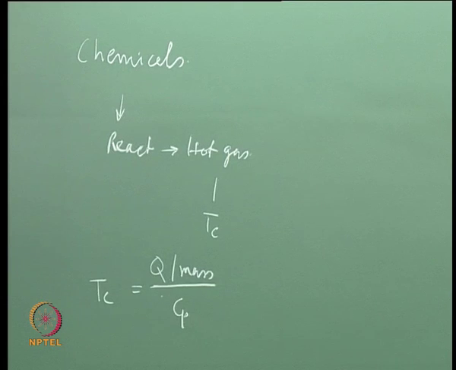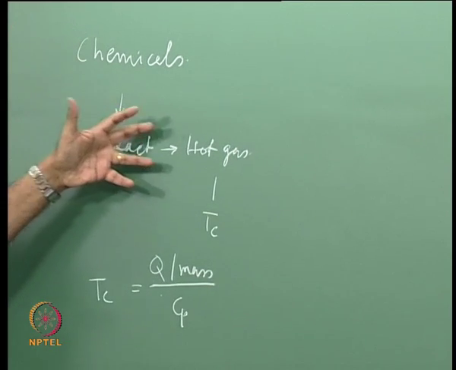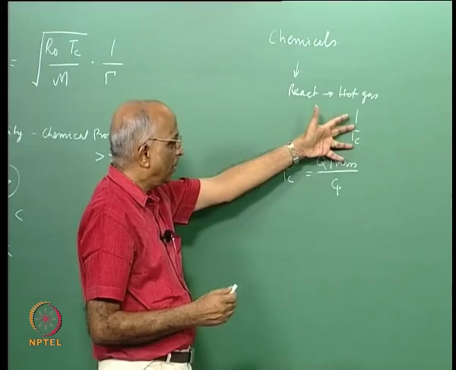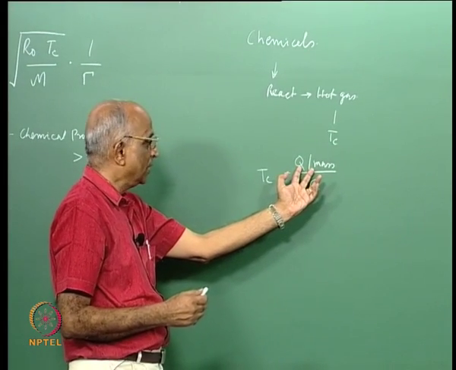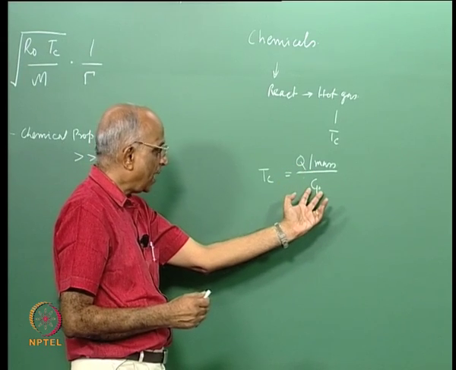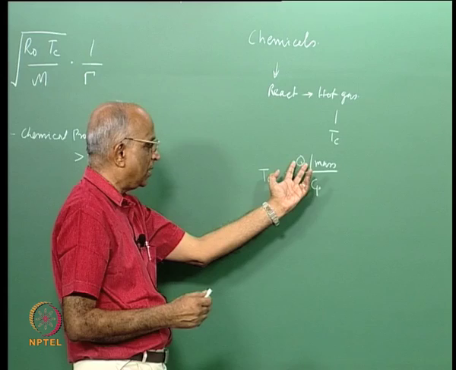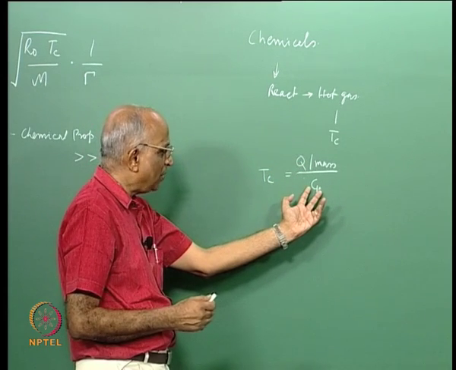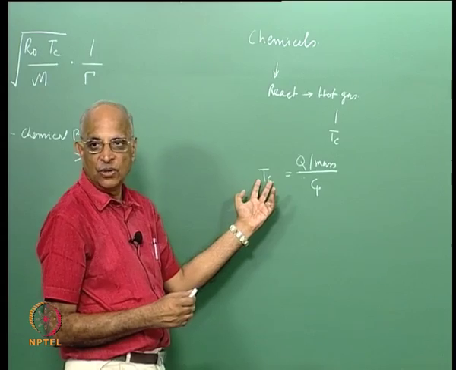I have introduced one more word. All I am saying is I have chemicals, these chemicals react and generate hot gases at high temperature. When do I get high temperature? If the heat release per unit mass is a large number, and if I take Cp, because Cp into delta T is the heat release, if I have a small value of the specific heat ratio, then I can get a high value of temperature.